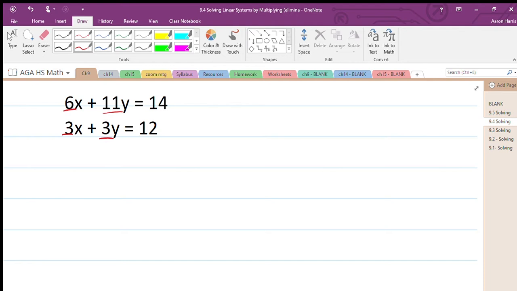All right, so let's pick which one we want to eliminate. I'm going to eliminate the x, but they're not equal right now, and they're not additive inverses. The easiest one to do is try to get the additive inverse.